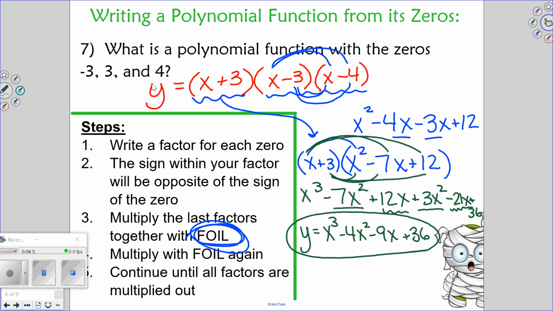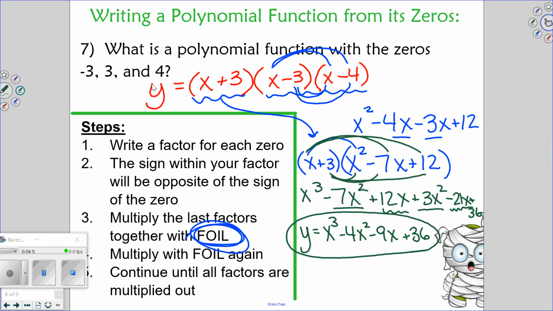Yes, if there was a number in front. Yep. So this is the original problem. This is it in factored form. And those are the answers you get.